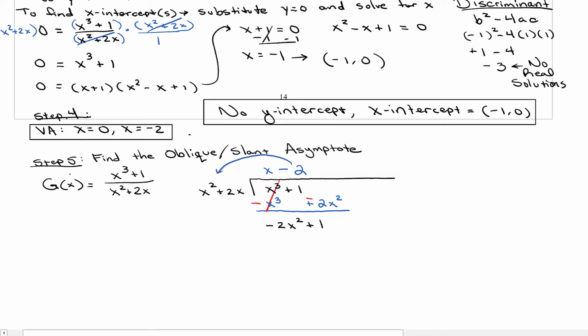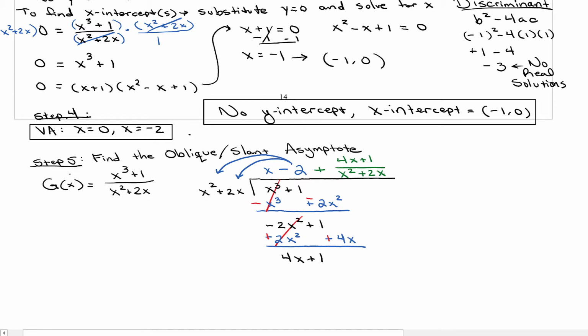Now we're going to distribute that -2 to each one of those terms. That's going to give me a -2x squared minus 4x. All right, we're left with a 4x plus 1. Here I can already tell there's no way I'm going to be able to multiply by something to cancel that 4x. So this 4x plus 1 is my remainder.